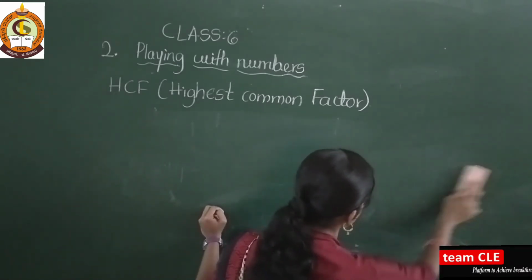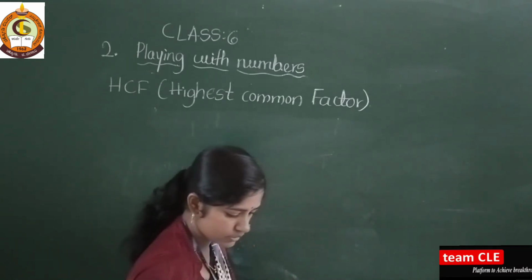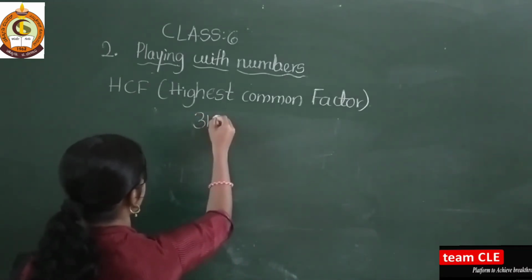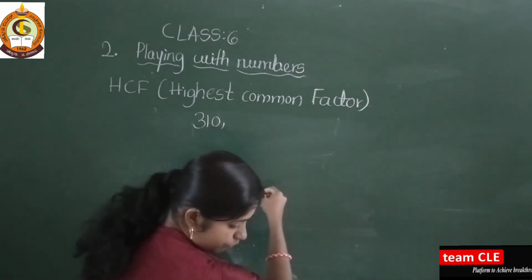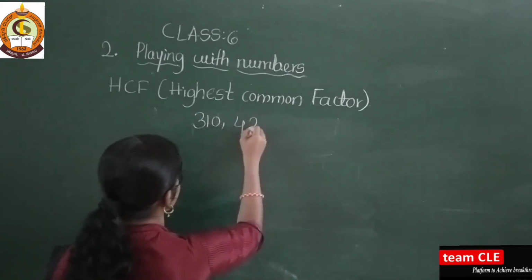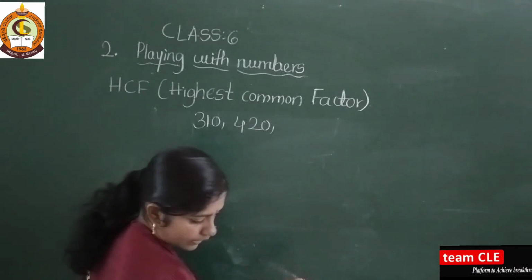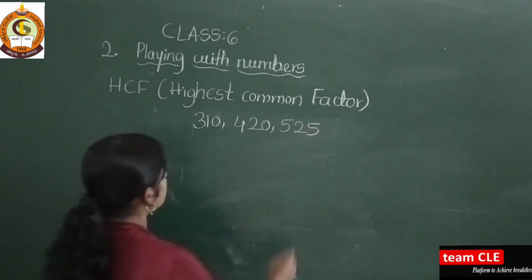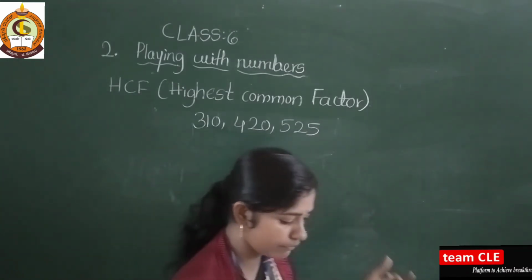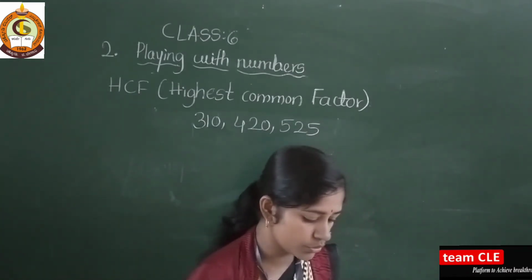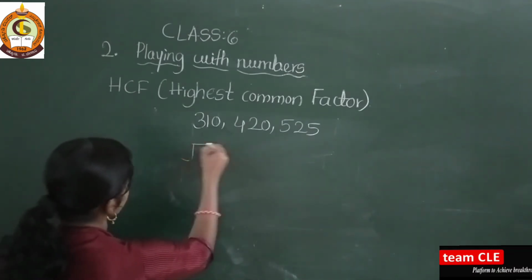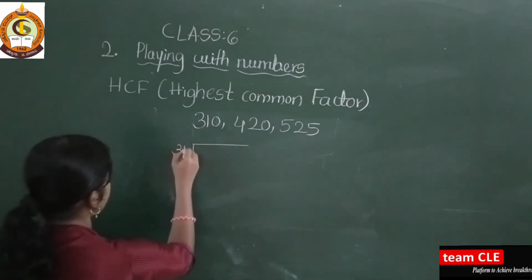Okay, so let us take one more example from your exercise, and that is D1. So what is there? See the question. The question is 310, next 420 and 525. So see here, 310, 420, 525 is there. You need to check here which one is the smallest number. So here the smallest number is 310.